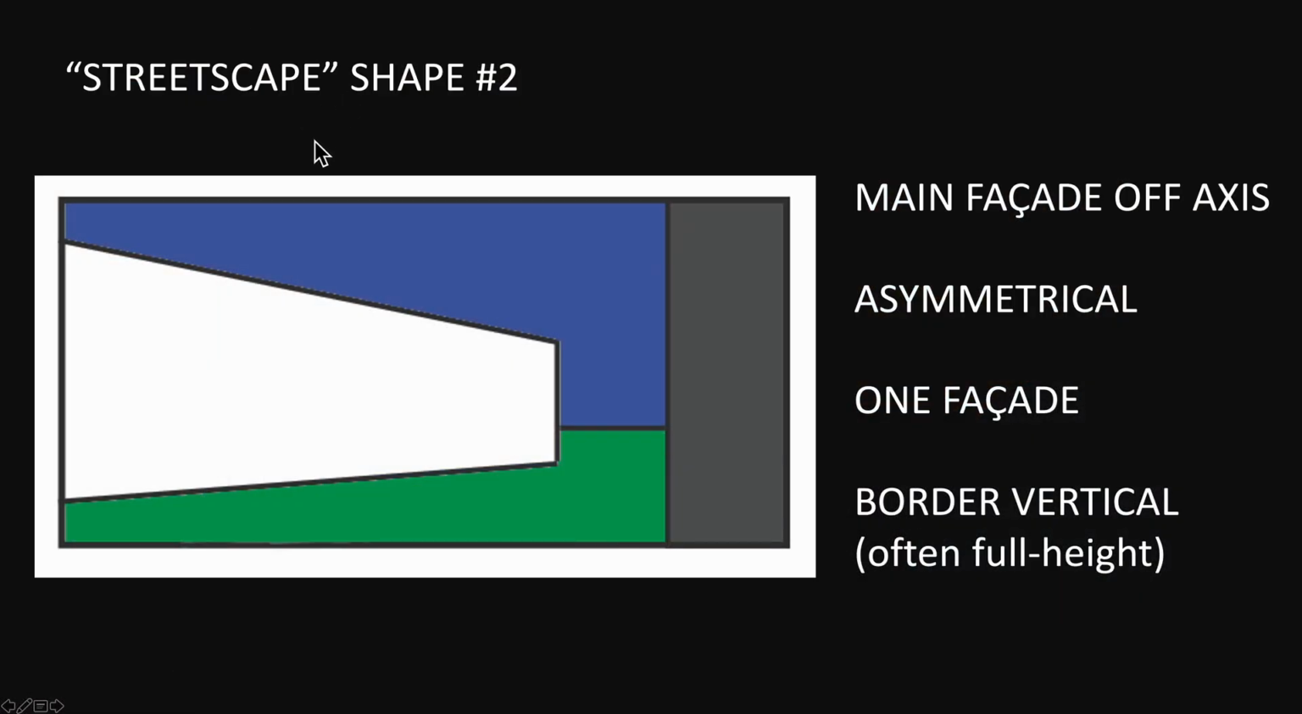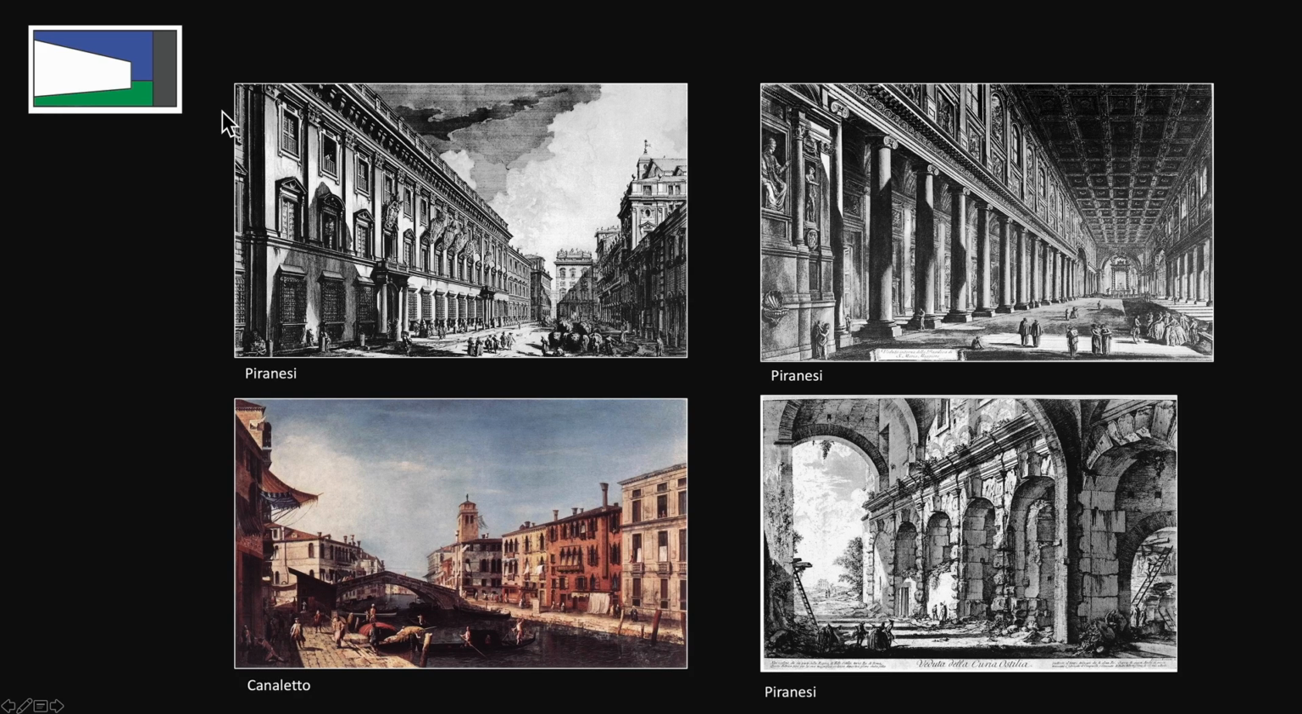This is maybe the most popular one, or the most commonly used, and that's the streetscape shape number 2. The main facade is off axis, 1 facade asymmetrical, and a border vertical, almost always in full height. Here's Piranesi using it. 1 facade, no 2 facades. Here's his full height vertical. Even on the interior, here's his main facade, here's his vertical over here holding it together. Here's Canaletto, same thing.